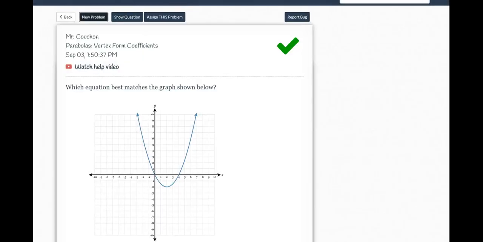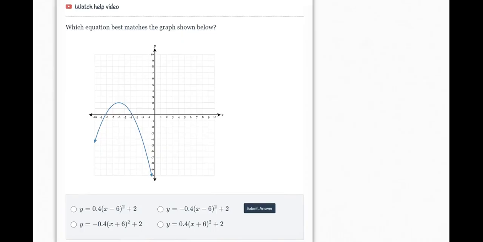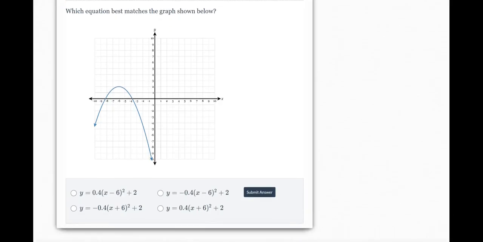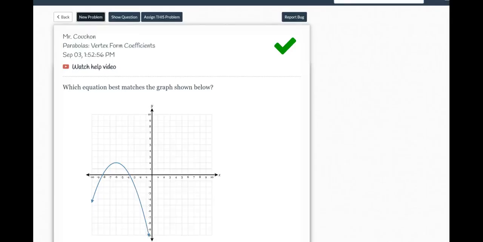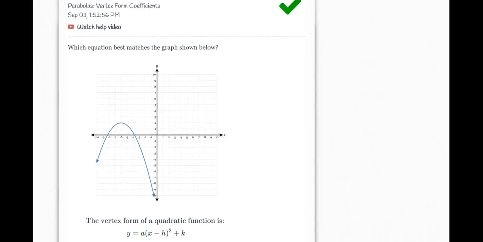Okay, and then we'll do one more. Okay, so the vertex is at -6, +2. So that's going to be an x plus 6 and plus 2. So that takes out A and C, and that leaves only the bottom ones open. And that opens down, so it's got to have a negative leading coefficient. So I'm going to select that one, submit, and then we're good. So if you recognize patterns, you can do this extremely quickly, all three of these.